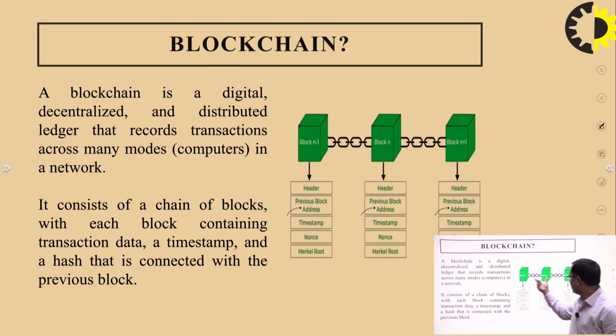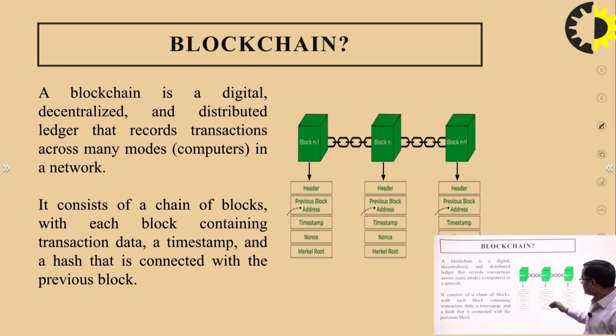There is a number of blocks. That means there may be thousands or millions of transactions, and one block can group a number of transactions. So it consists of a chain of blocks, with each block containing transaction data, a timestamp, and a hash that is connected with the previous block.